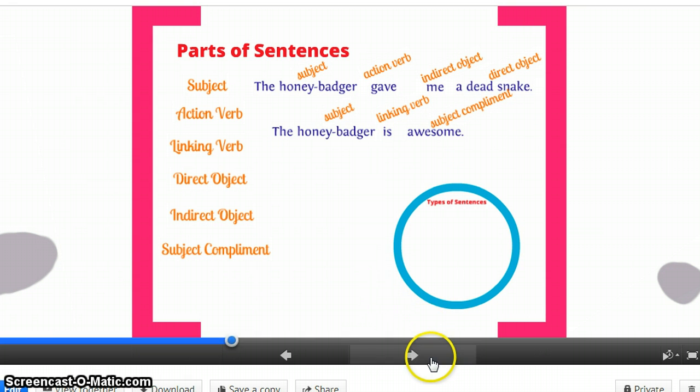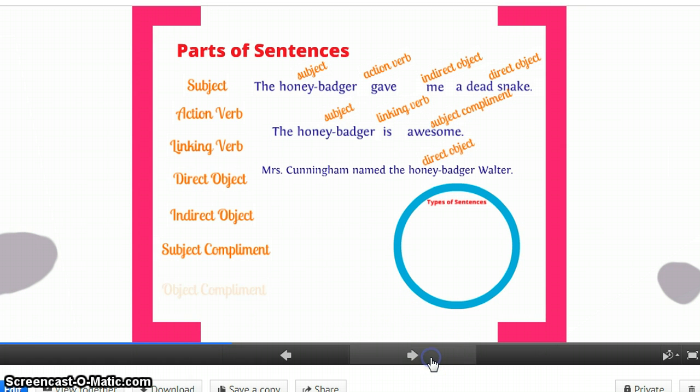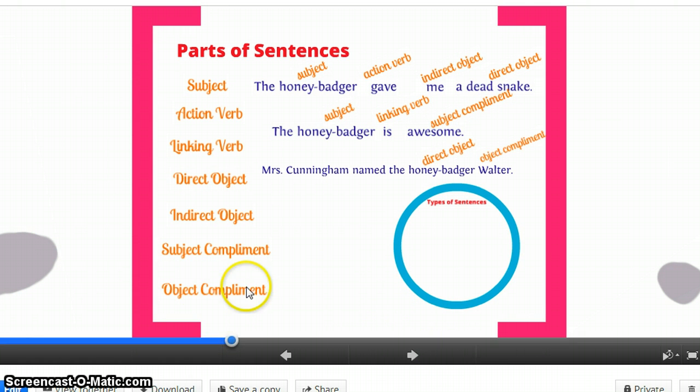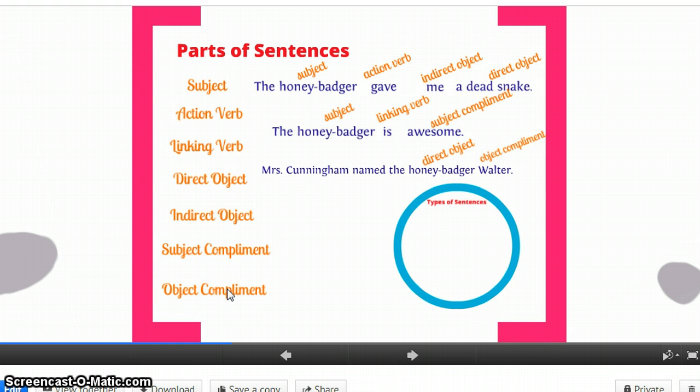That would still be a subject complement. The last thing we need to learn is an object complement right here. So an object complement can only happen in a sentence where we have a subject, an action verb, a direct object, and an object complement. So you're going to have an action verb and a direct object in order to have an object complement. An object complement is a word that complements the direct object. It kind of renames or goes with the direct object.